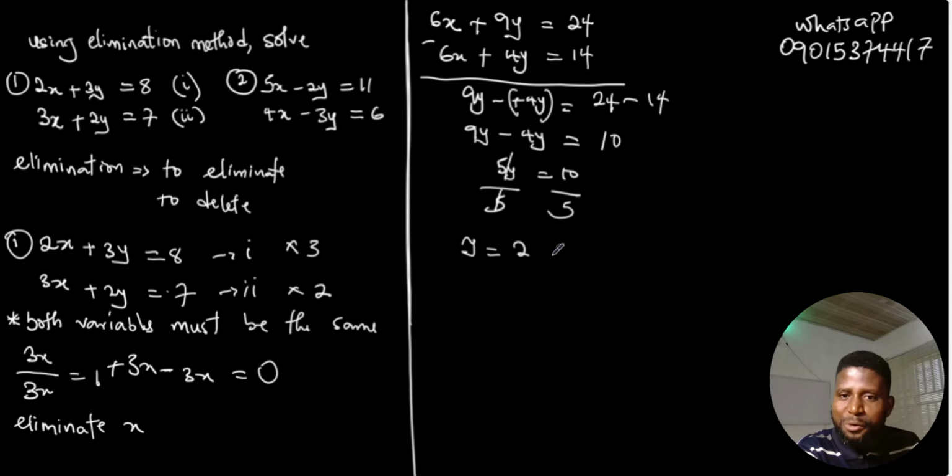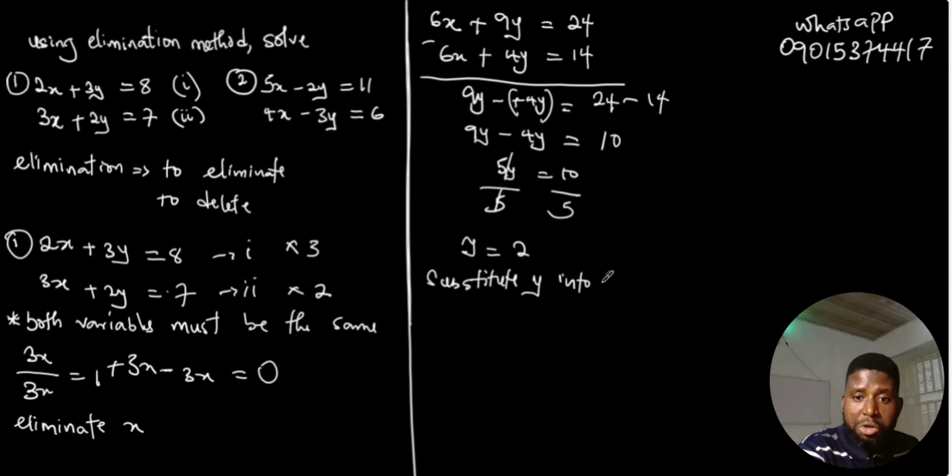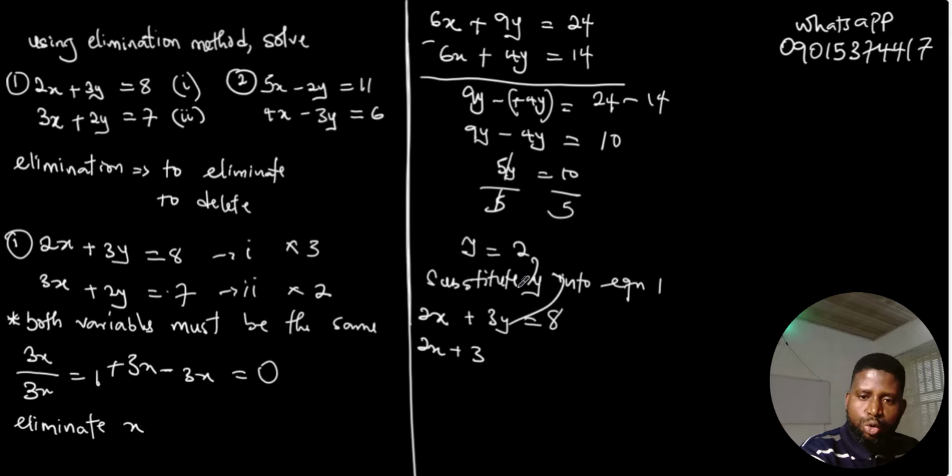Now that we have the value for y, we can substitute the value for y in any of the equations and get the value for x. So I'm using equation 1, which says 2x plus 3y equal 8. So I have 2x plus 3, y goes out, 2 comes in, equal 8. And then 2x plus 3 times 2 is 6 will equal 8.